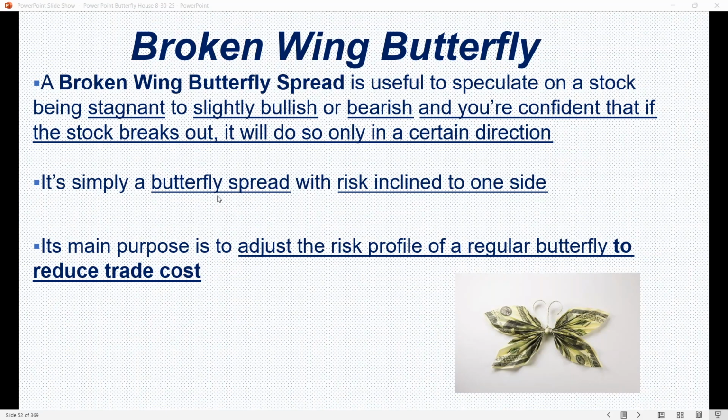And so this is simply a butterfly spread where the risk is then inclined to one side. So either you're bullish, then we can structure it to reduce our risk to the downside, but keep us potential big upside return, or if you're bearish, reduce the risk to the upside, etc. So the main purpose then is to adjust your risk profile of the regular butterfly to reduce the trade costs and give yourself a bigger return on that lower cost.